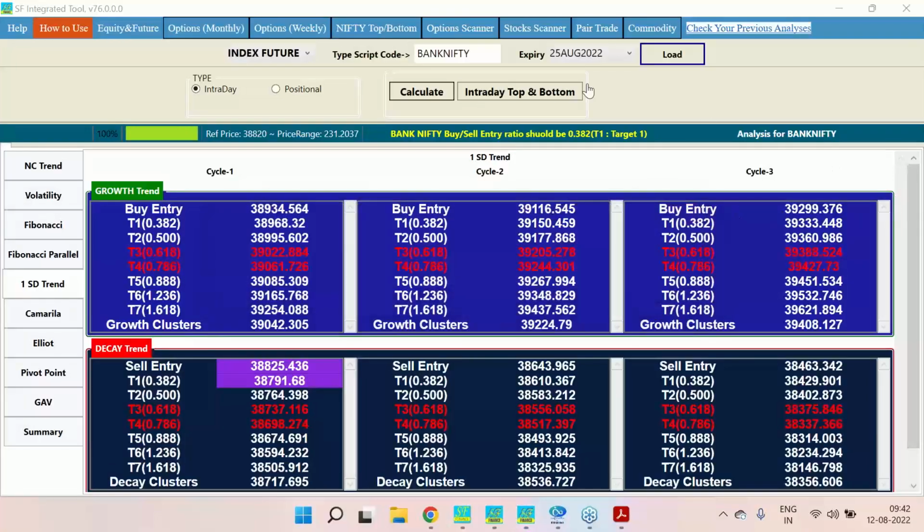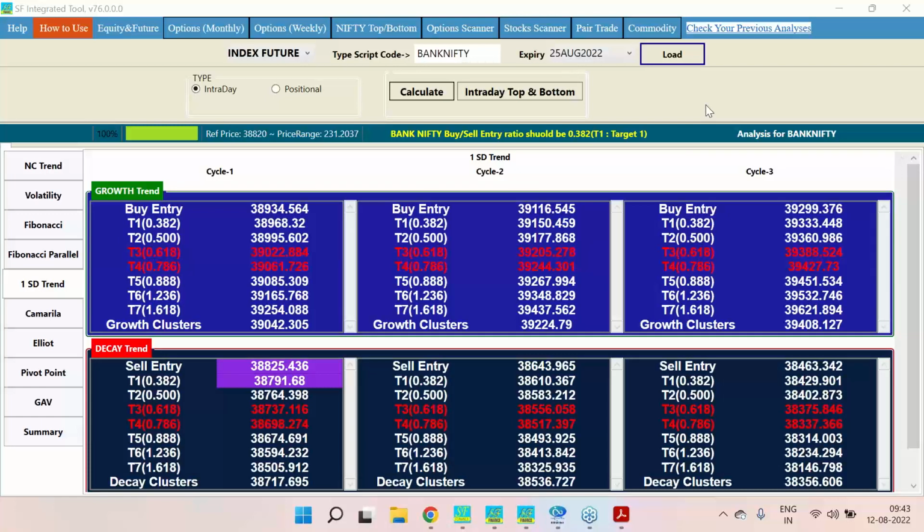But here you cannot see the monthly top and bottoms for Bank Nifty, because to know the monthly top and bottom you require a VIX volatility index. Except Nifty, none has the VIX index. The volatility index is only for the Nifty; Bank Nifty does not have it.